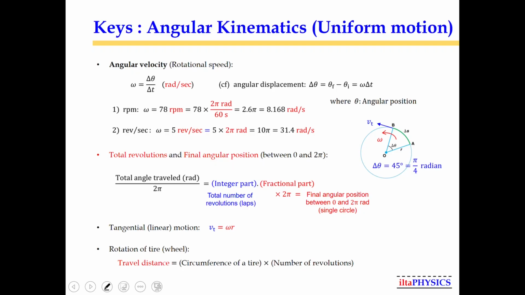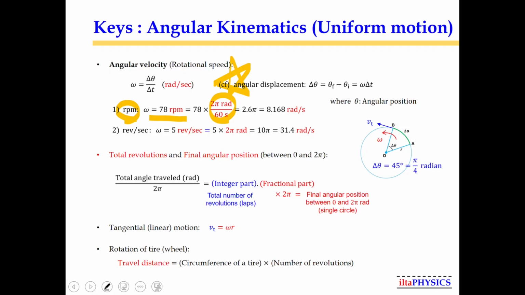However, in actual problems, the rotational speed of an object is often given in units other than radians per second. The first one is RPM, which stands for rotations per minute. It tells you how many full circles the object makes in 1 minute. To convert this to radians per second, you take the RPM value and multiply it by 2 pi divided by 60 seconds. The 2 pi in the numerator represents the angle of one full rotation, and the 60 seconds in the denominator converts 1 minute into seconds.